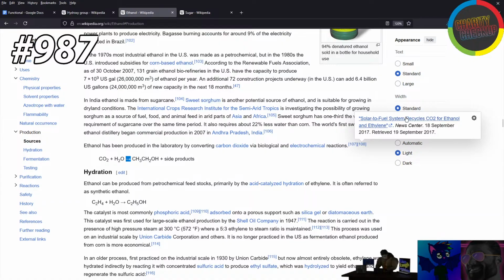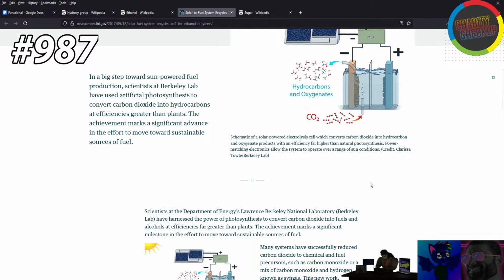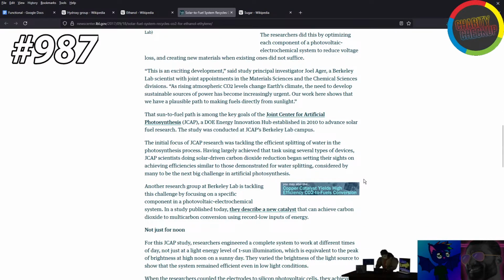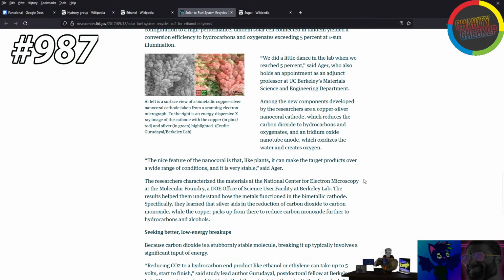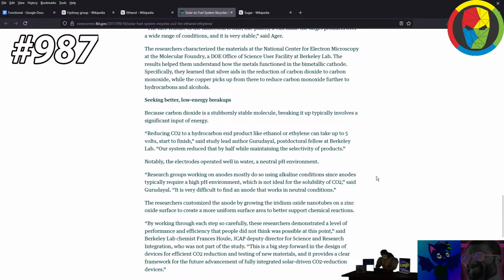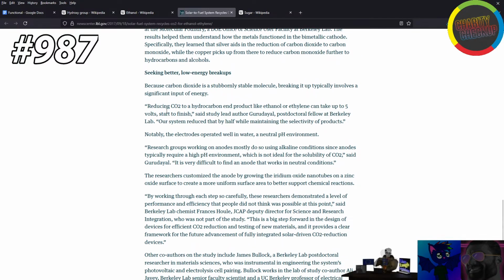Alright, let's see. I don't love these kinds of articles, but carbon dioxide is a stubbornly stable molecule, breaking it requires energy. Reducing carbon dioxide to hydrocarbon, and I guess no, it's 5 volts start to finish. Wait, what? Energy? But then it says volts.